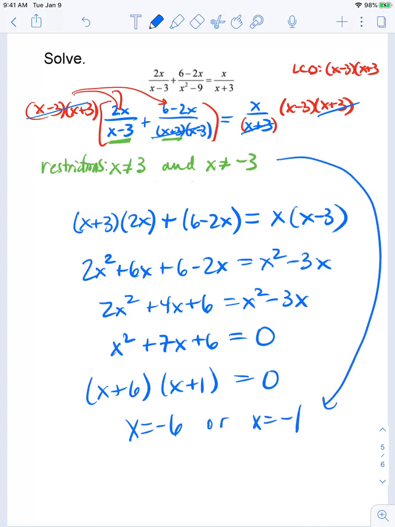Neither of these solutions are in my domain restrictions, so they are both possible solutions.